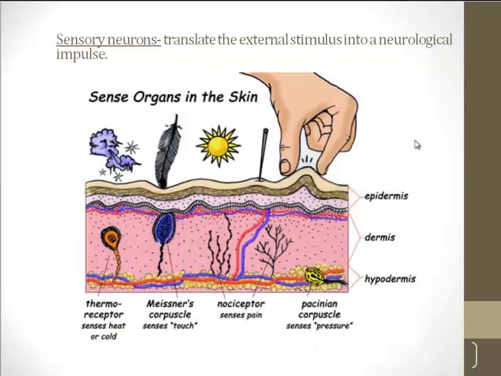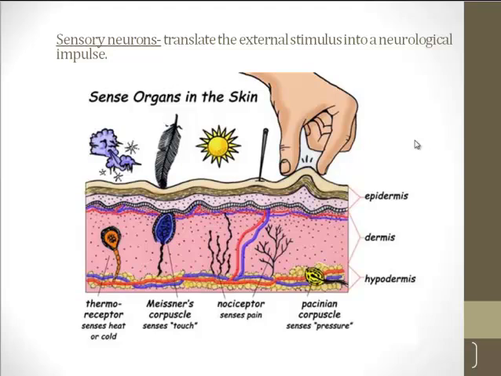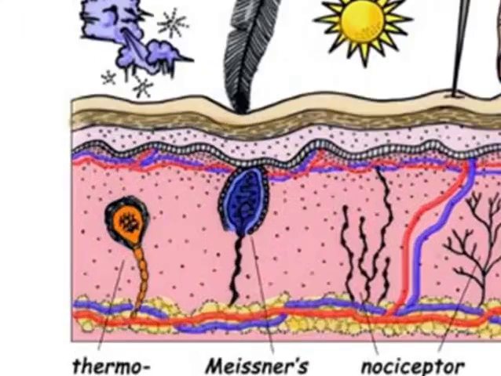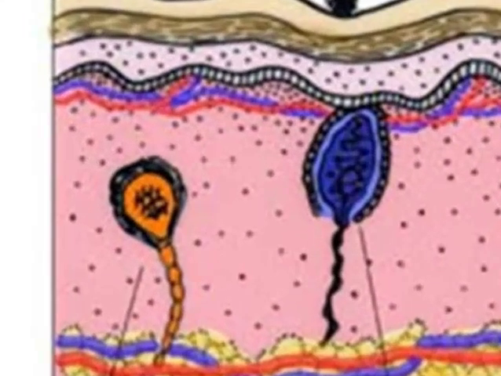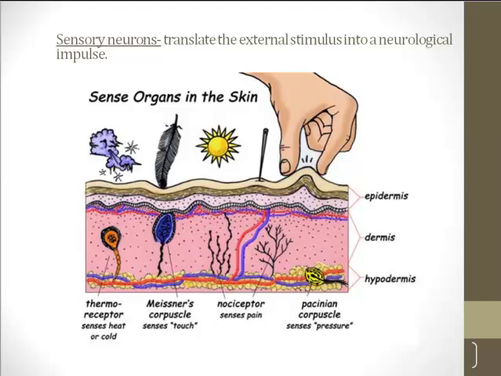Here's another diagram of sensory neurons showing a cross-section of the epidermal tissue of the skin. And you can see there are thermoreceptors, Meissner's corpuscle, nociceptor, and Pacinian corpuscle. A corpuscle is basically an area where the dendrites of that specialized sensory neuron are housed. And that's sort of ground zero for where that sensation will first be received.